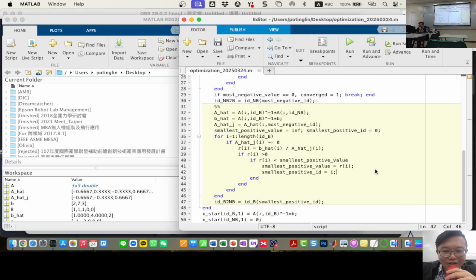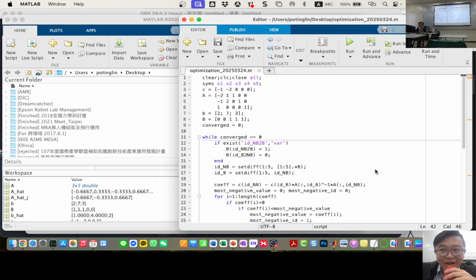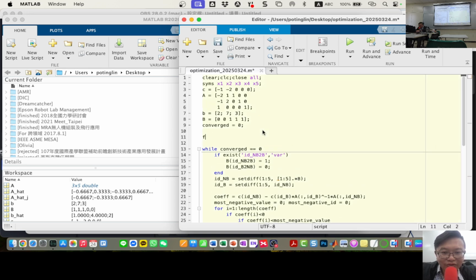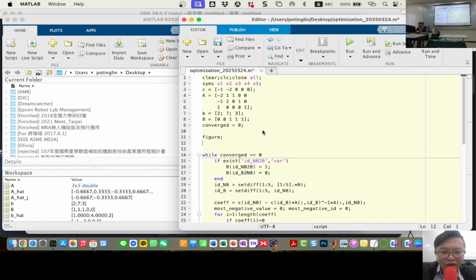Okay, now let's try to plot. Do we have time to plot? Yeah. Let me do it super fast. So, figure. I need to do easy contour, and I need to just do a lazy version. Okay. Oh, I don't even need these.